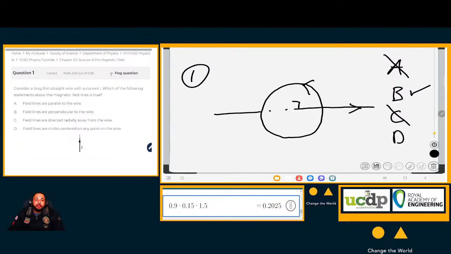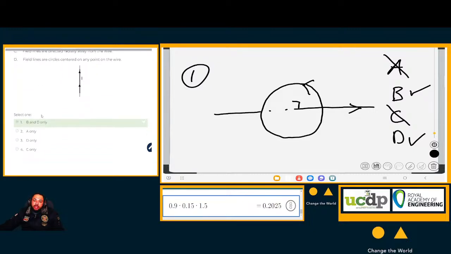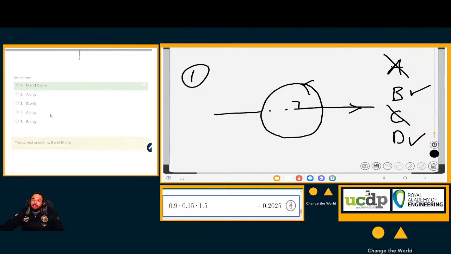What is D? It says the field lines are circles centered on any point on the wire. That is true. The field lines are, as we've established here, perpendicular circles centered on any point on the wire. Those are the magnetic field lines. So options B and D only are correct.